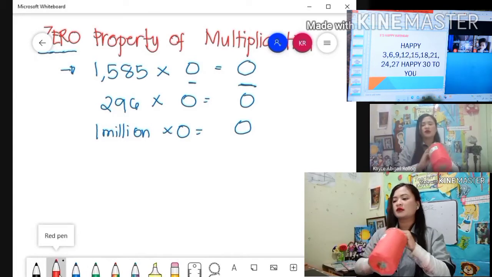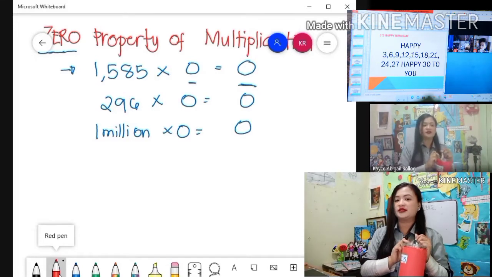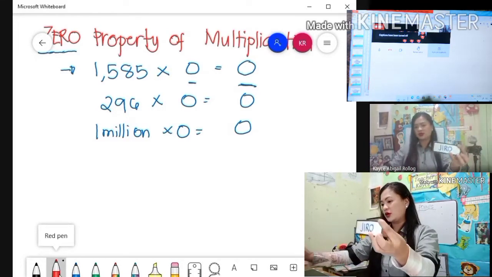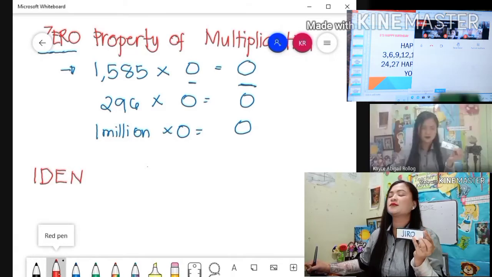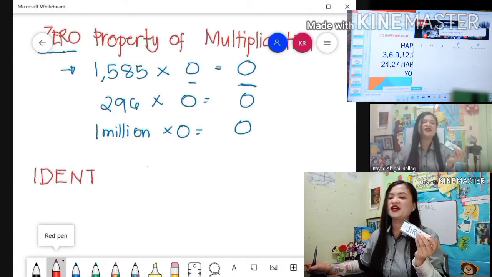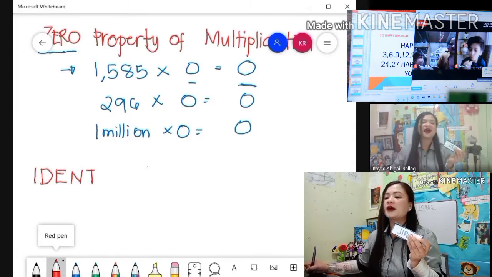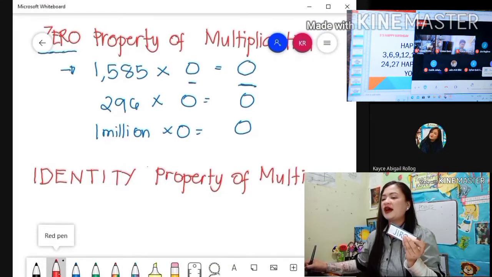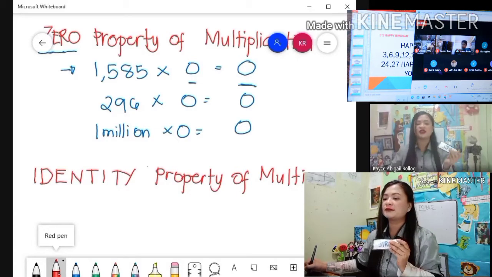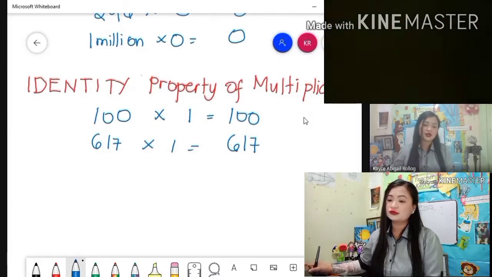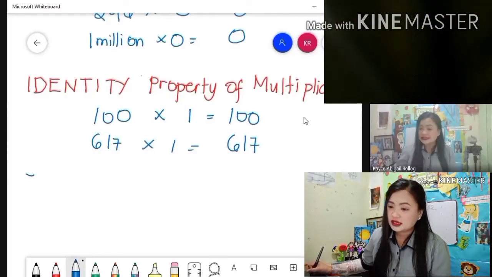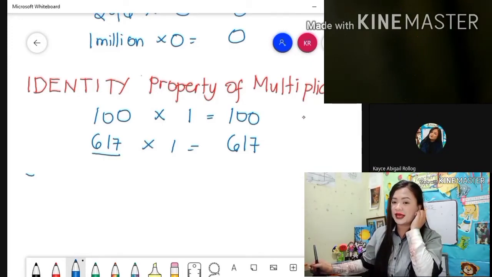Let's move to the next property of multiplication, wherein you multiply by one. What do you call that? It starts with letter I. Identity. Very good. You call that the identity property of multiplication. For the identity property, any number you multiply by 1, the answer will be the same number as the number you multiply it by.